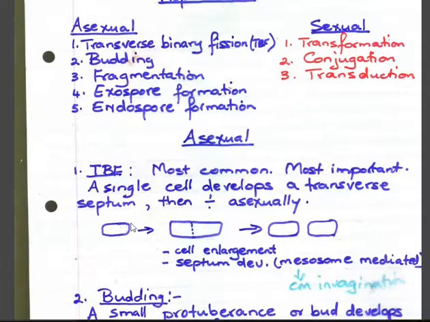We have a single cell which develops, first it will enlarge, and then it will develop a transverse septum, or a partition that is perpendicular. Then it will divide into 2 organisms. I've reminded you that this division is made possible by the intervention of the mesosome.